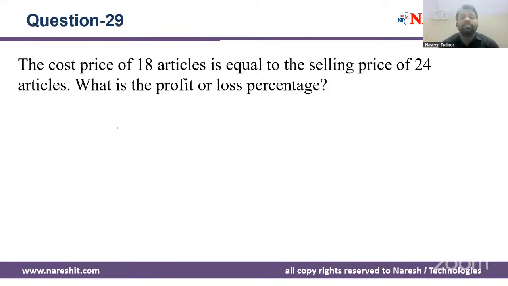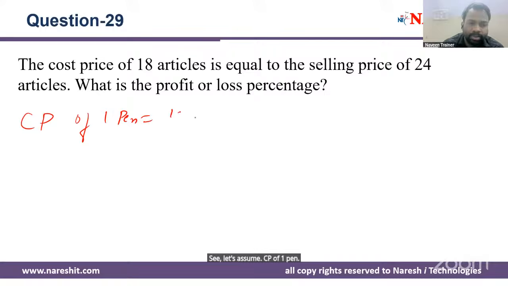Question number 29. Again, it's profit and loss. CP of 18 articles is equal to selling price of 24 articles. What is the profit or loss percentage? Okay. See, let's assume CP of one pen, 10 rupees.